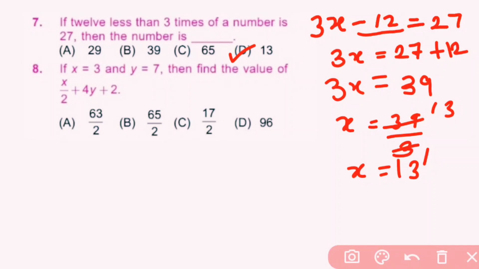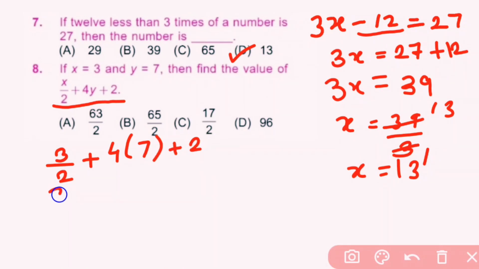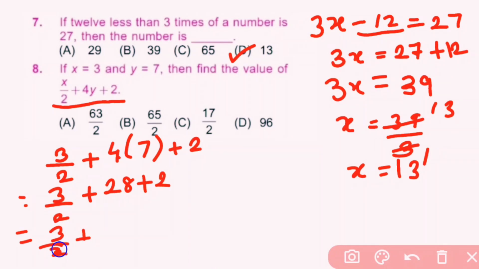Question number 8. If x is equal to 3 and y is equal to 7, then find the value of this equation. So we put 3 instead of x. So 3 by 2 plus 4y. Instead of y we put 7 plus 2. So here 3 by 2 plus, here 4 into 7 is 28, plus 2. So 3 by 2 plus 28 plus 2, 30. Now here the denominator is 1.